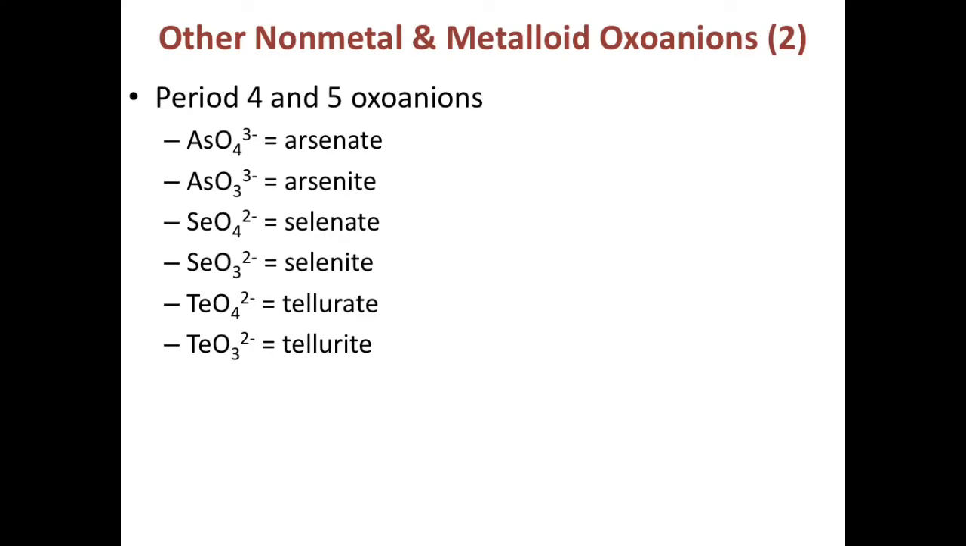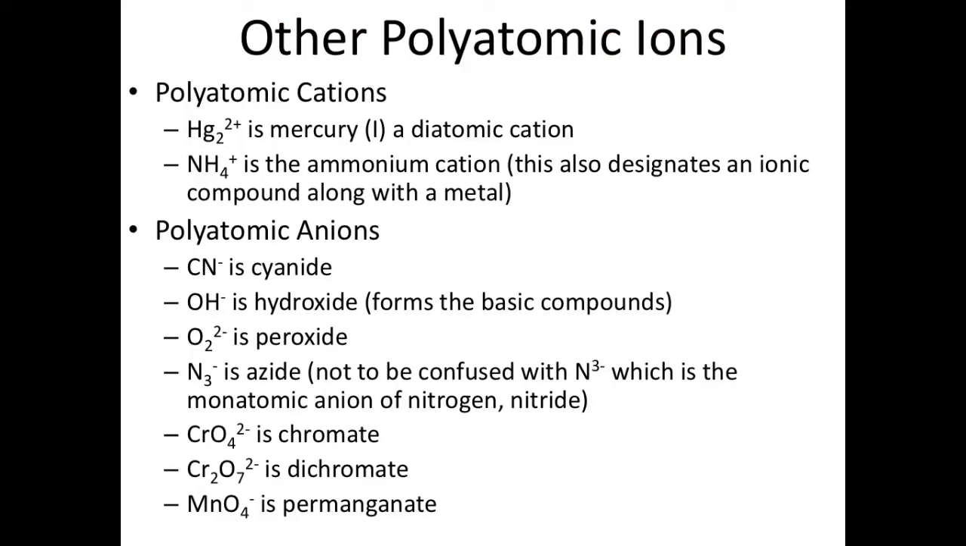Finally, we look at some less common oxoanions from periods 4 and 5, and we find that they follow the same pattern we were just using. AsO4 3- is arsenate. 1 oxygen fewer, AsO3 3- is arsenite. SeO4 2- is selenate, and SeO3 2- is selenite. TeO4 2- is tellurate, and TeO3 2- is tellurite. Other polyatomic ions.